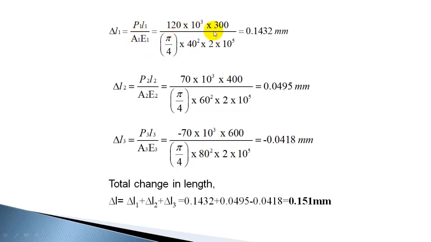So the load, the length, area of cross section of first section, the Young's modulus is 200 gigapascal. 200 gigapascal is 200 into 10 raised to 3 Newton per mm square, so it is 2 into 10 raised to 5. So that works out to 0.1432 mm.